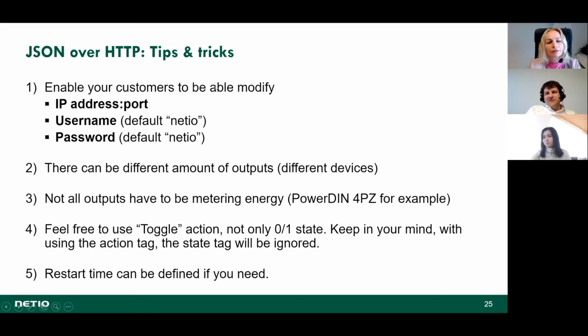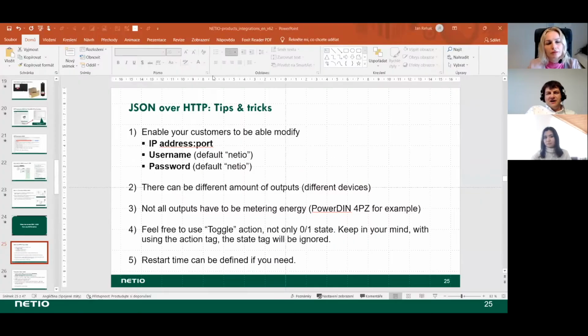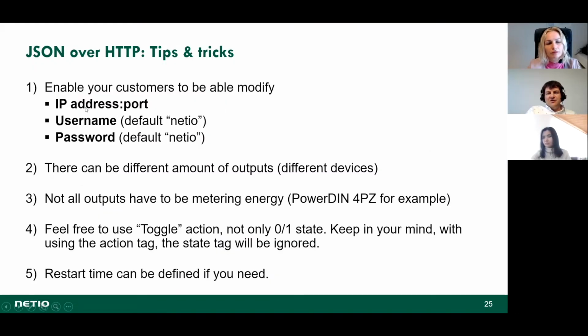About these protocols, there are a few tips and tricks. You need to be careful about the IP address and port, username and password. Some devices can have a different number of outputs, but we ignore it. So it's no problem if you send 8 outputs to a small device, even if it's a 4-output device; we will just simply ignore the others. For toggle, you need to use action, not state.